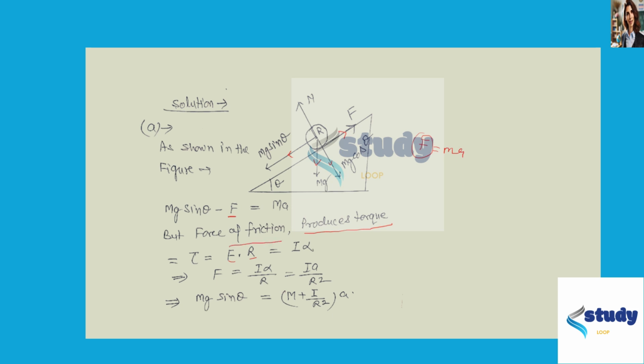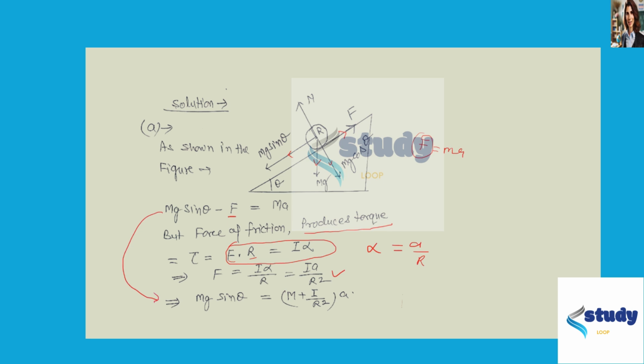So from this, if you isolate F, F will be equal to Iα over R. And of course, α is equal to the linear acceleration over R. If you do that substitution, you're going to get this. I is, like I said, the moment of inertia.